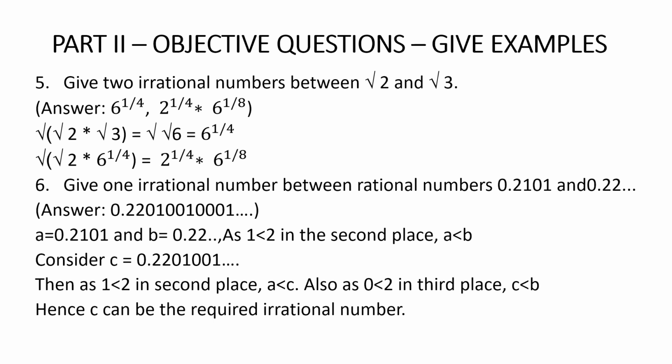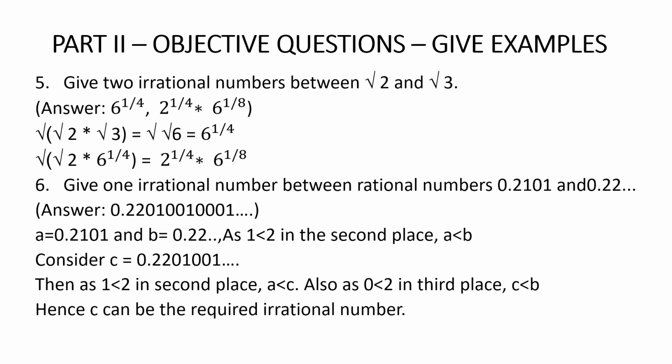Give one irrational number between the rational numbers 0.2101 and 0.222 repeating. Again, you can have any answers, but one way to find the answer to this type of question is, suppose the first number A is 0.2101 and B is 0.222 repeating. Now if you see, after the decimal the first place is the same in both A and B. For the second place, 1 is less than 2. So A will be less than B.